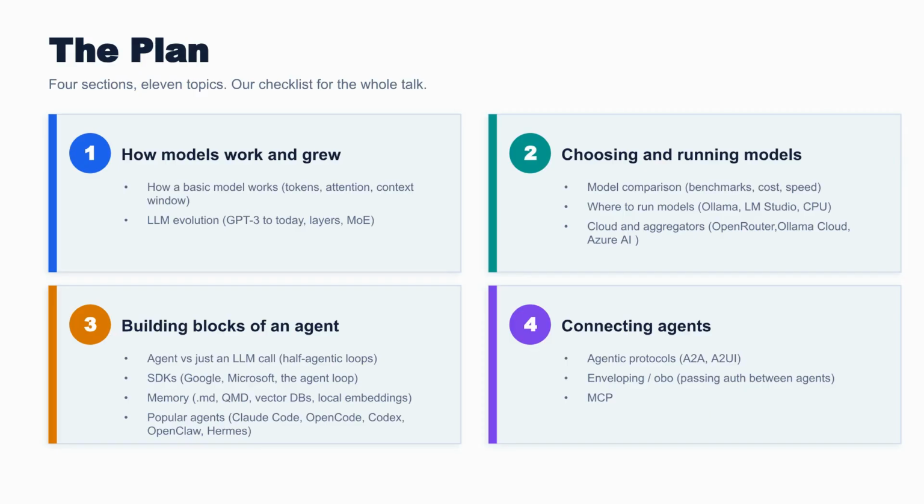Map of the talk. We open by laying out the full route so nobody gets lost. The talk has 4 sections and 11 topics: how models work, choosing and running them, building one agent, and connecting many agents. Think of this as a checklist we keep coming back to. The goal is that by the end you can see the whole picture and know exactly where to start building. Keeping the map visible is itself a prototyping habit. Know your route, then move fast through it.